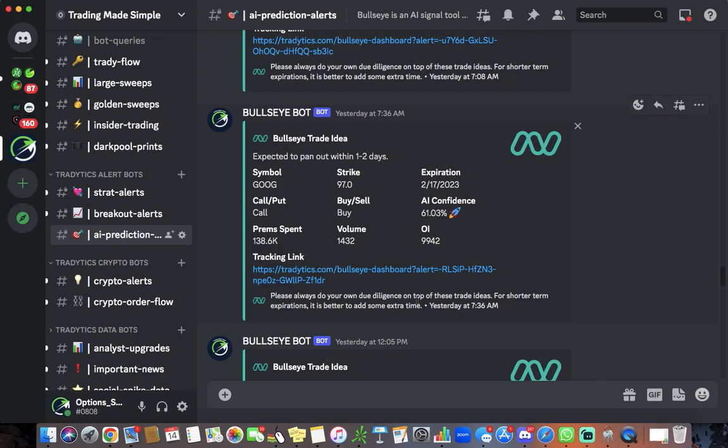Now, it says that it expects it to pan out within 1 to 2 days, but you should know that if you do some research on Trading Ticks, they often tell you to get an option that's a week or two, even longer, so that it has time to work itself out.